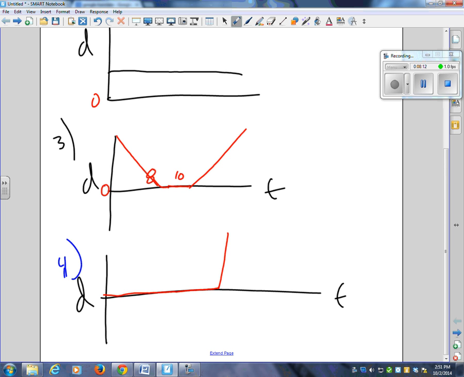And then it returns. 20 seconds. So how do I draw that? Less of a curve? Less of a slant? There. Not slanty enough. Okay, does that look like it?